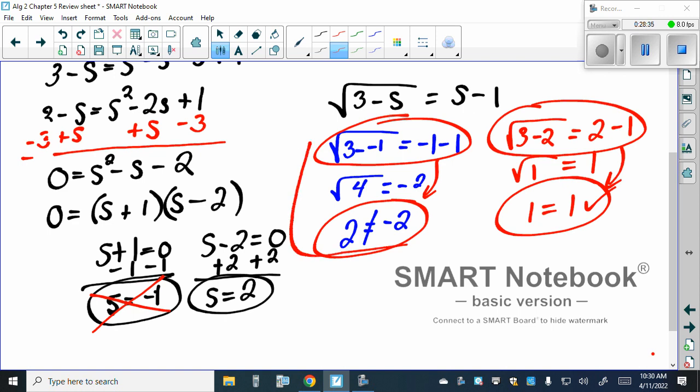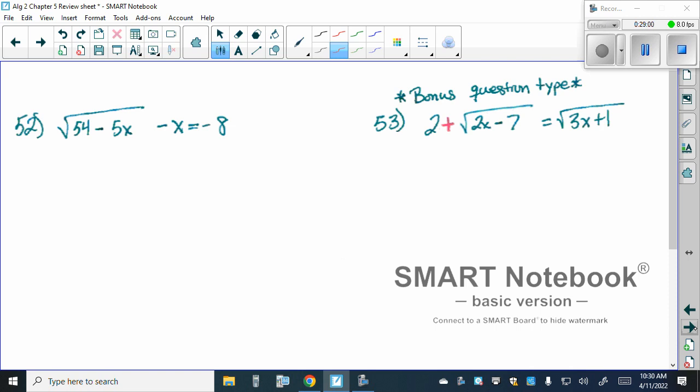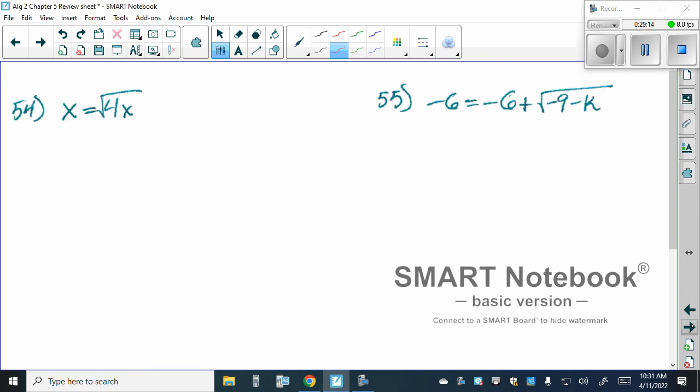So on the ones that say check your answer, I am giving you all points if you check it. If you don't check it, I'm going to automatically deduct a point there. Easiest points on the test besides the ones you just plug in. Any other questions on this here? This one is not showing up as a bonus. I know that for sure. Any other questions on any of this here? Questions on 54 or 55?